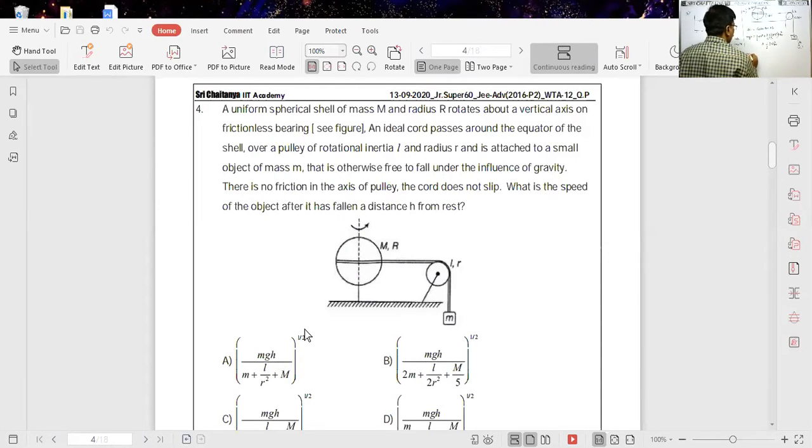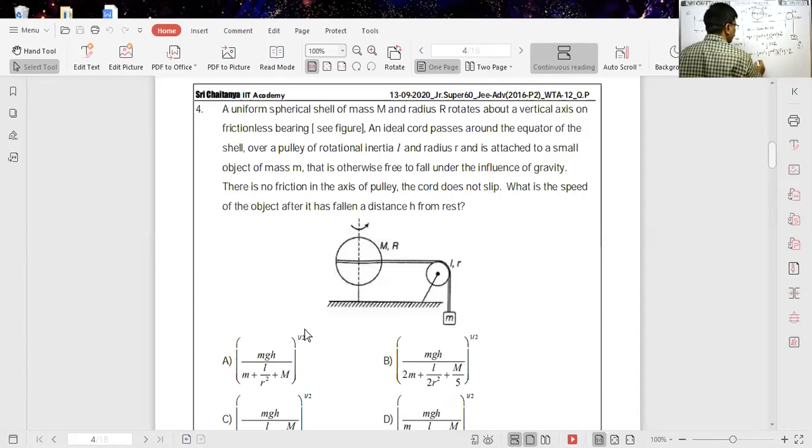Okay, therefore mgh is equal to half mv square plus, here the 2 cancels, so 1 by 3 m r square into the angular velocity of the spherical shell, which is v by capital R, whole square, plus half into the moment of inertia, given as I, into omega, which means v by smaller r, so v square by smaller r square.